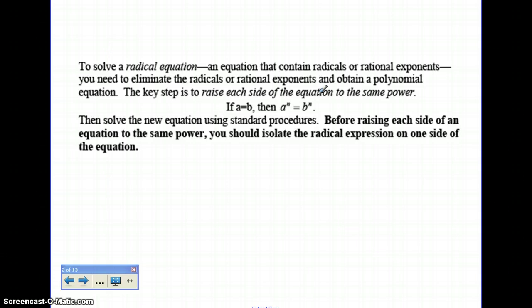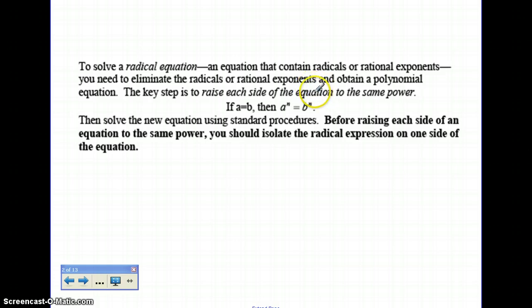What that means is that if I have the equation a equals b, then I want to raise both sides to the same power. Like here, I raised both sides to the n. Then solve the new equation using standard procedures. We talked about solving polynomial equations.